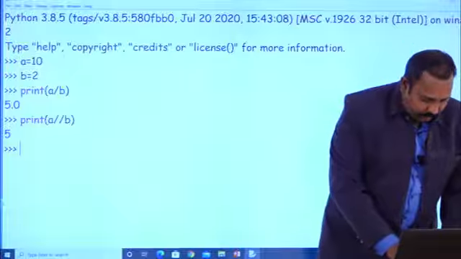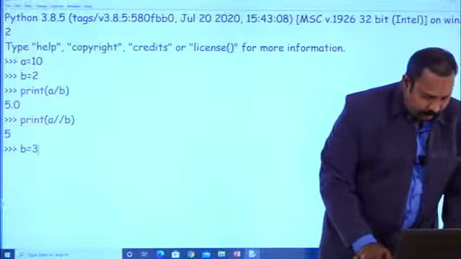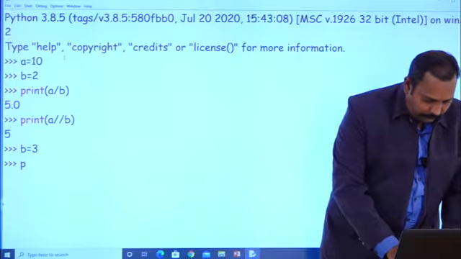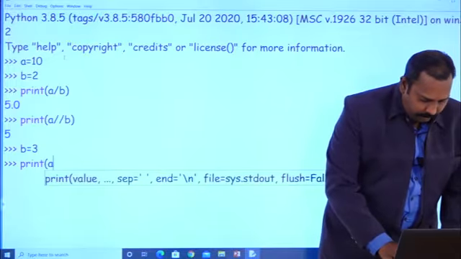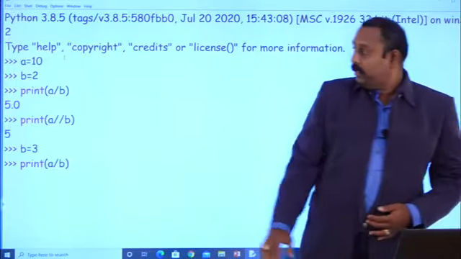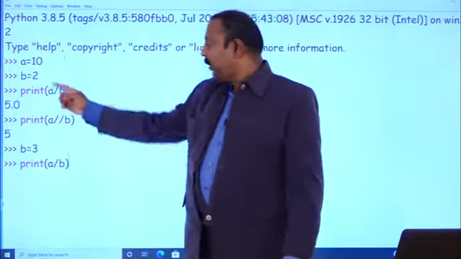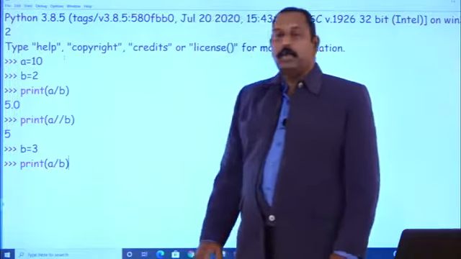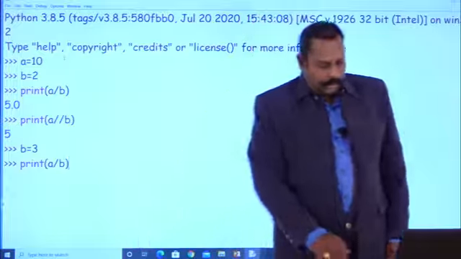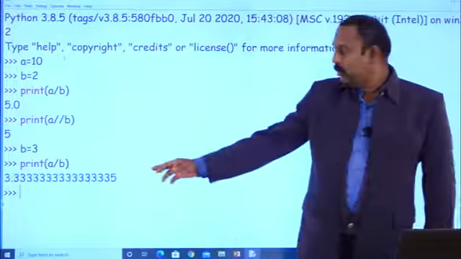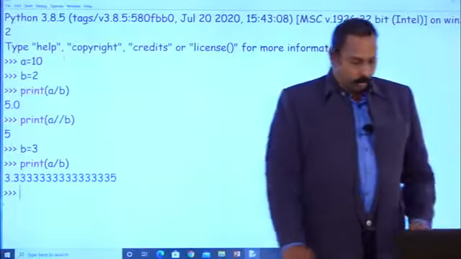Suppose I write B equal to 3. Now print A divided by B. What is the output we will get? A value is equal to 10 and B value equal to 3. So, 10 by 3 you will get the value 3.333 as the output.